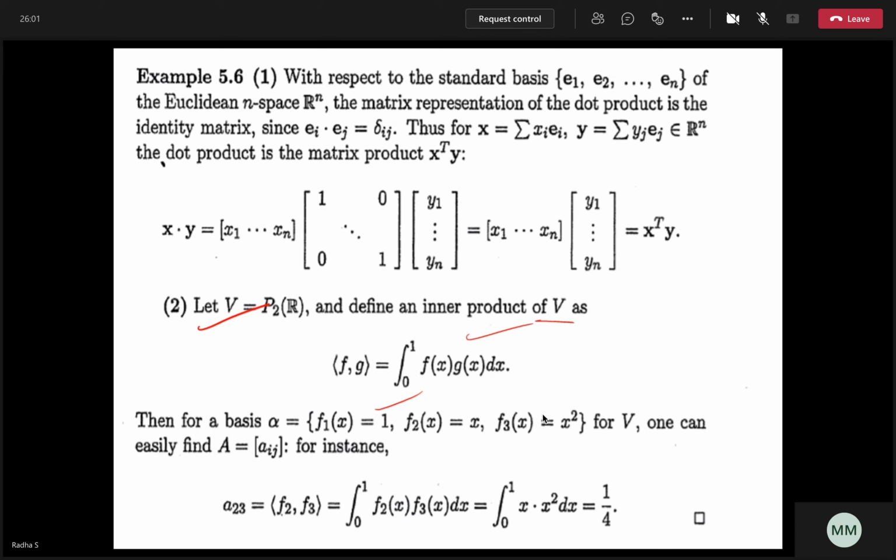Whenever you talk about the Cartesian plane, you say x, y and all. This is called Cartesian coordinates. Even it can be called Euclidean coordinates. So this is Euclidean 2 space, that is 2-dimensional. When you go for n-dimensional coordinates, it's called Euclidean n space, named after the mathematician Euclid.